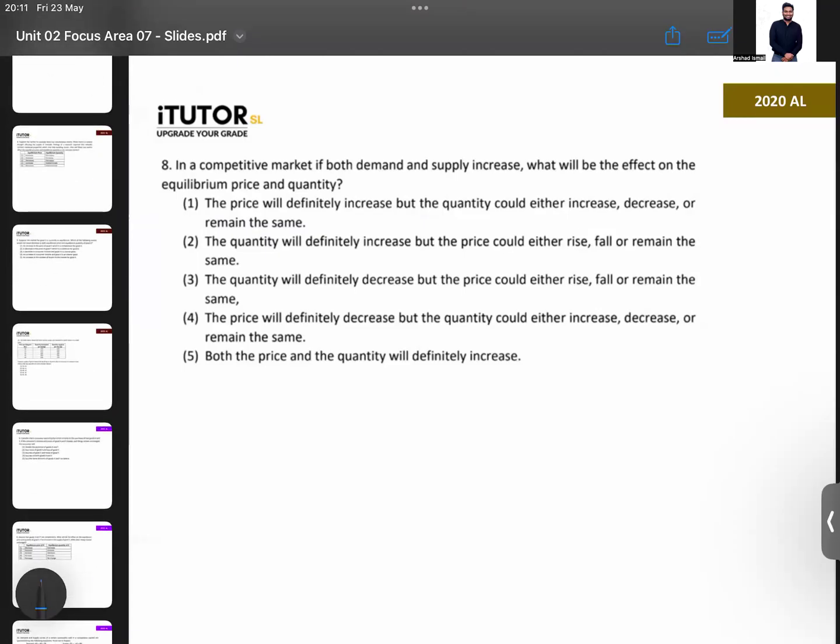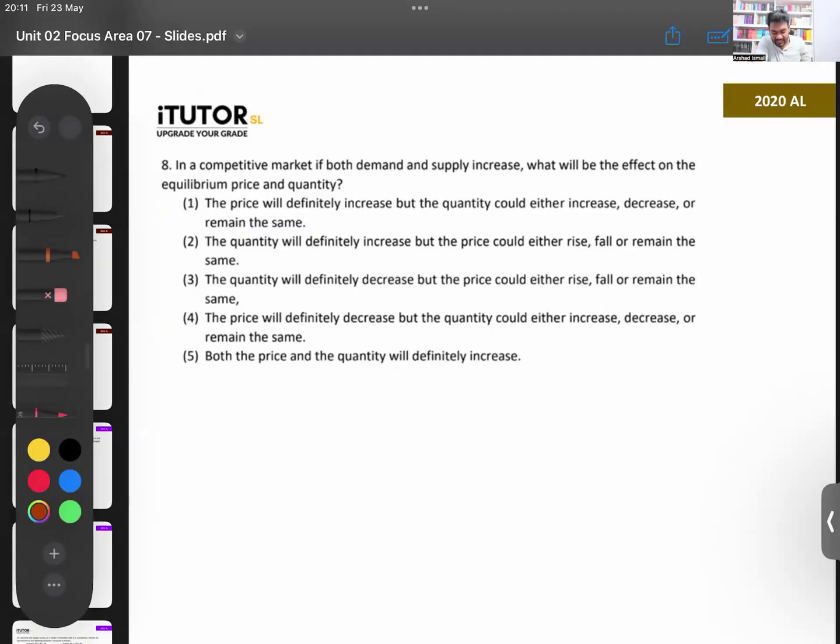Okay. 2020 A-levels, question number 8. The question is asking, in a competitive market, if both demand and supply increase, what will be the effect on equilibrium price and quantity? The same question was there before. Again here, they are not saying whether it is changing by more proportion. They're just saying, what will happen if demand and supply both increase?